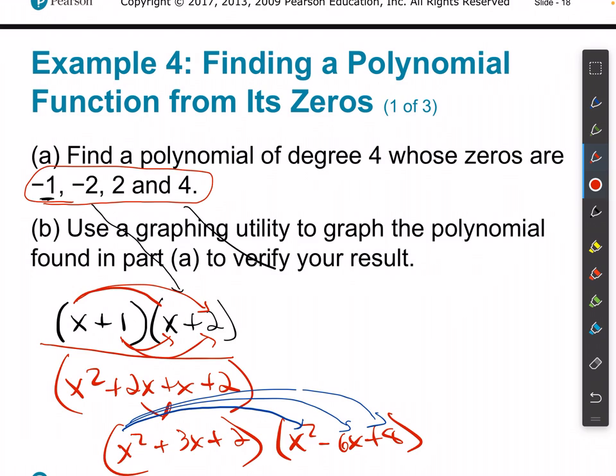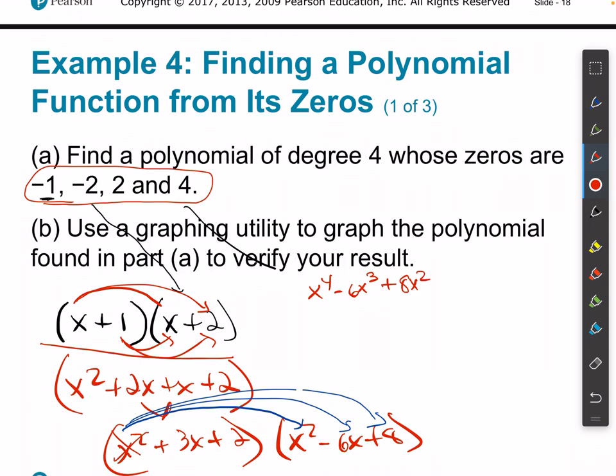Okay, so when I do that, x squared times x squared is x to the 4th. Remember that when you multiply those together, you add the exponents. Then x squared times negative 6x would be negative 6x to the 3rd. And then x squared times 8 would be plus 8x squared. Okay, so I'm done with this term. Go on to the next one.